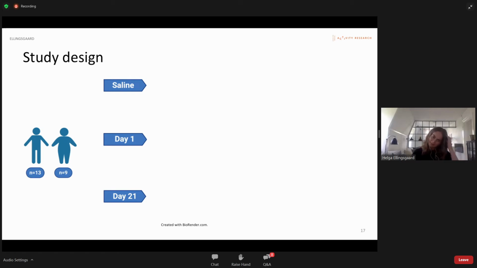In this study, we included lean and obese men. They were young, between 20 and 30 years of age, and they had a BMI; the lean group averaged 23, and in the obese group, the average was 34.